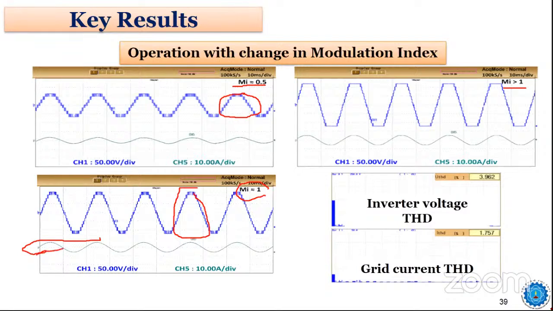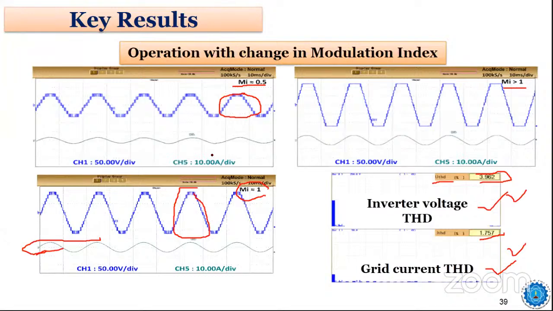You can see the power quality analyzer we have connected to check the inverter voltage THD and grid current THD. We have got the required voltage THD of 3.9%. Current THD is around 1.7%. So we are maintaining the IEEE 519 standard. I think you all know the IEEE standard that is required to be maintained is below 5%. So we are able to maintain that here.